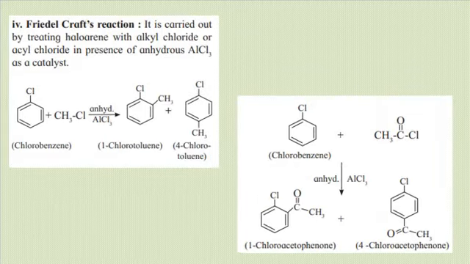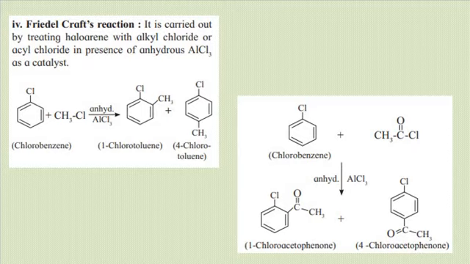Now, last, Friedel-Crafts alkylation and acylation. In Friedel-Crafts alkylation, when chlorobenzene is treated with methyl chloride in presence of anhydrous AlCl3, what will happen on ortho position and para position? You will be getting methyl groups, and 1-chlorotoluene and 4-chlorotoluene would be formed at the end.